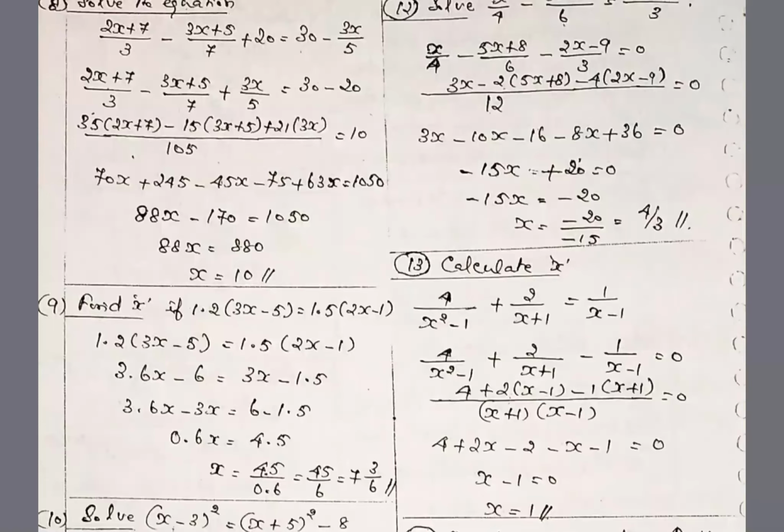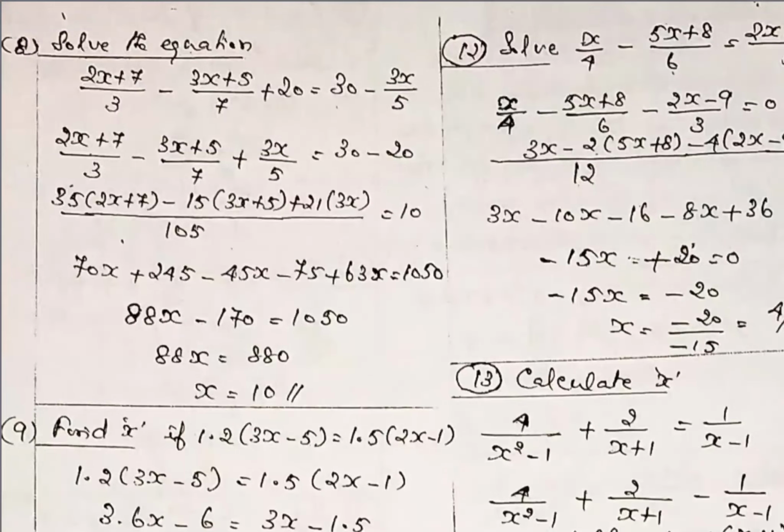Then problem number 8, solve the equation. This model we already covered. Move all the x values to one side: 2x plus 7 divided by 3 minus 3x plus 5 divided by 7. The right hand side value comes to the left hand side, is equal to 30 minus 20. Number to the other side. Then 3, 7, 5. Take the LCM. 105 is the LCM.